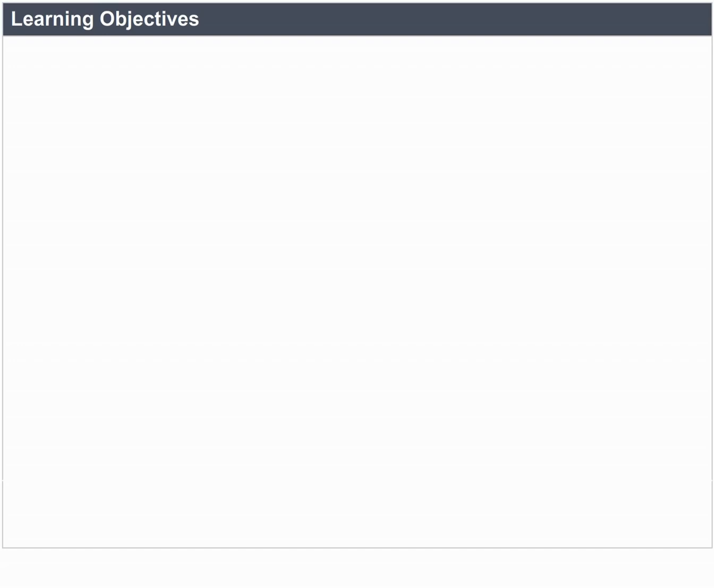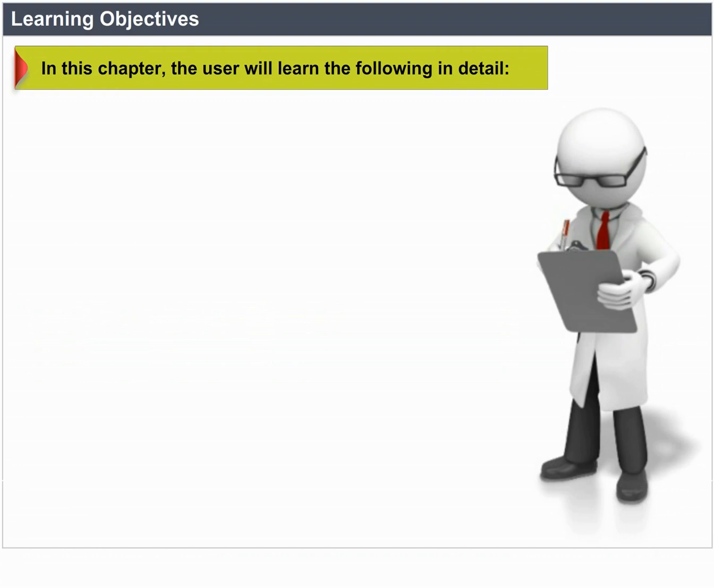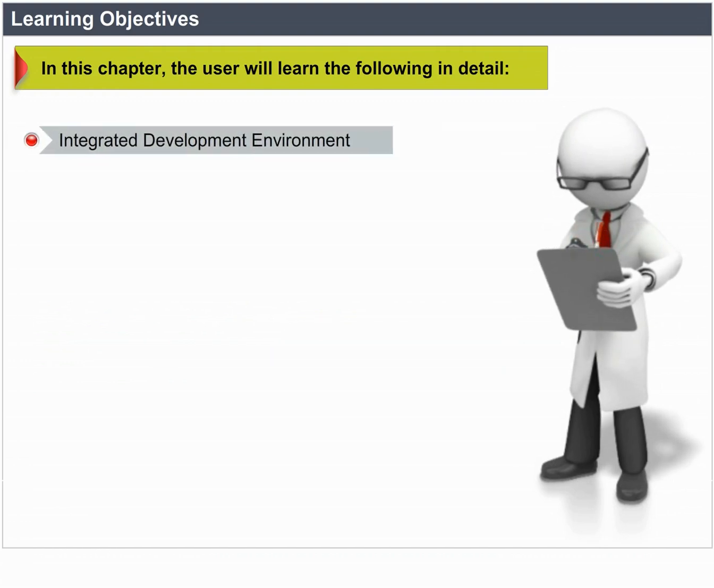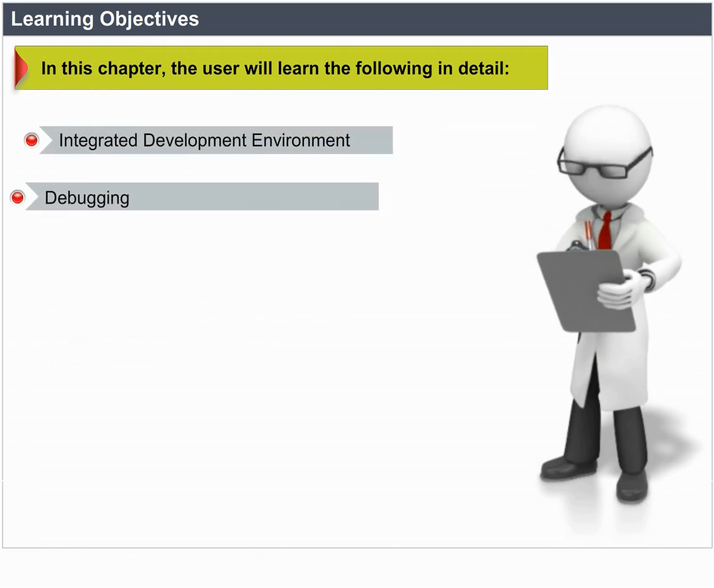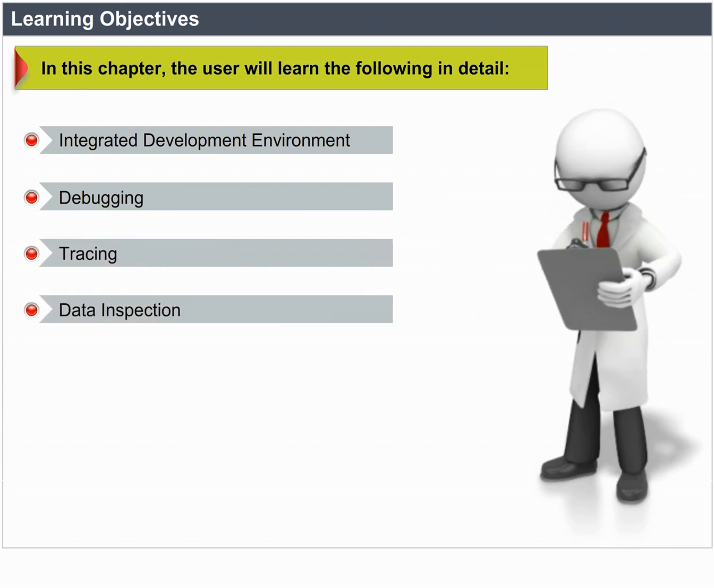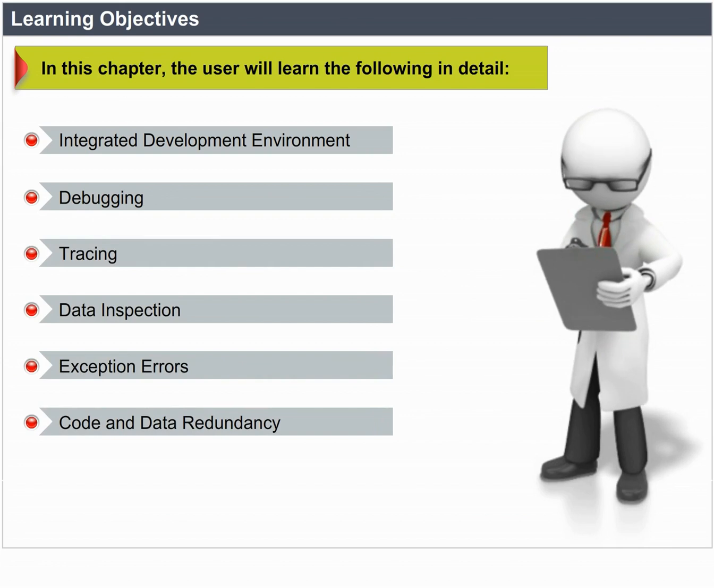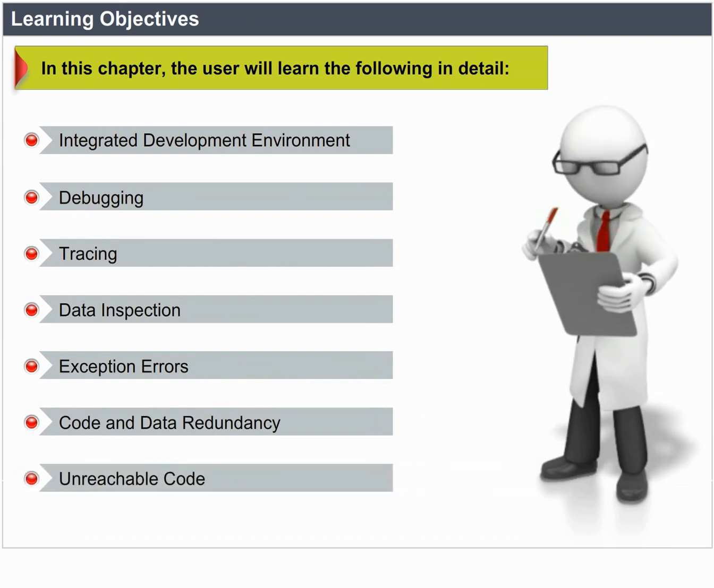Learning objectives. In this chapter, the user will learn the following in detail: integrated development environment, debugging, tracing, data inspection, exception errors, code and data redundancy, unreachable code.